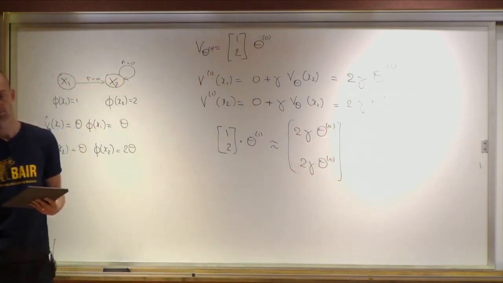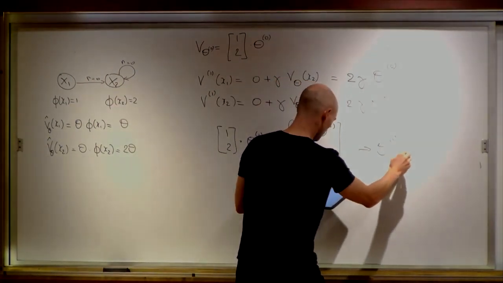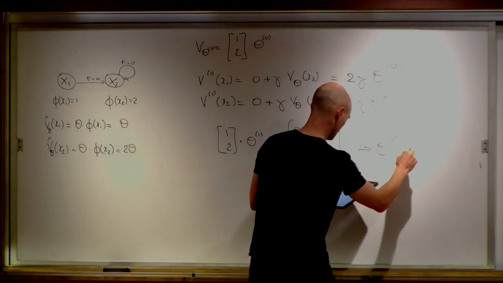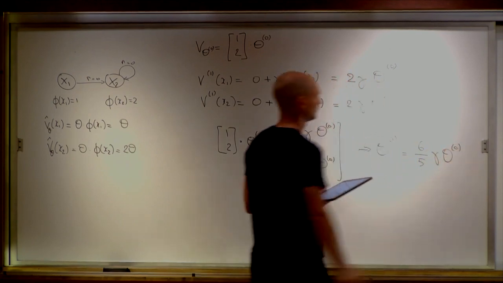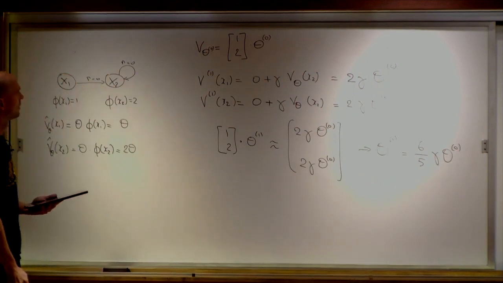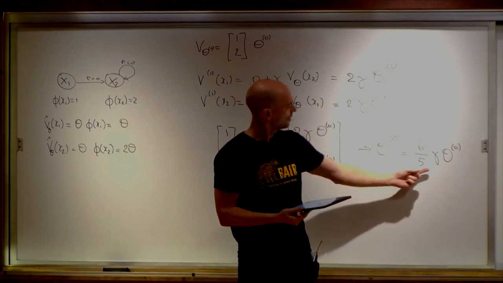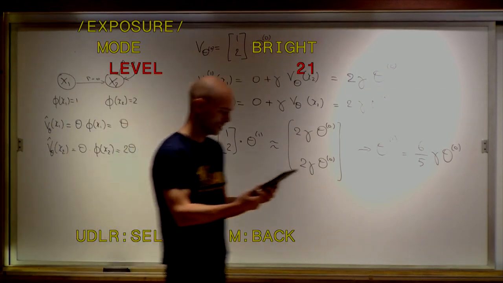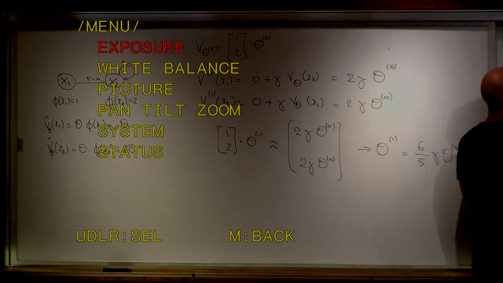If you do the least squares fit, which I'm not going to crunch through the numbers, but if you just do least squares on this, what you get is theta 1 equal 6 over 5 gamma theta 0. Okay? All right, so now let's think about this. Since theta 1 is just something multiplied with theta 0, and there was nothing special about theta 0, we can actually know what theta 2 is going to be, 3, and so forth. We can just read it off. And so we'll know that theta i is equal to 6 over 5 times gamma to the power i times theta 0.